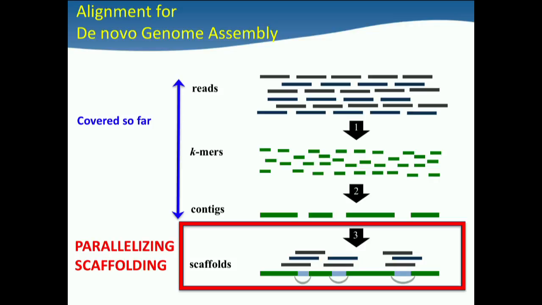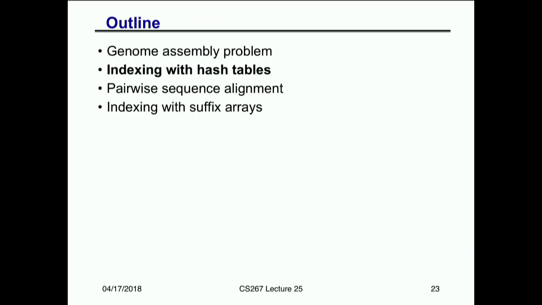Okay, so we're going to go on to parallelizing scaffolding, which is how do you fill in the gaps between contigs and how do you orient them with respect to each other. But in fact, all we're really going to do is teach something more general, how to index genome data using what's called a seed index table or seed hash tables. There are different names for this.